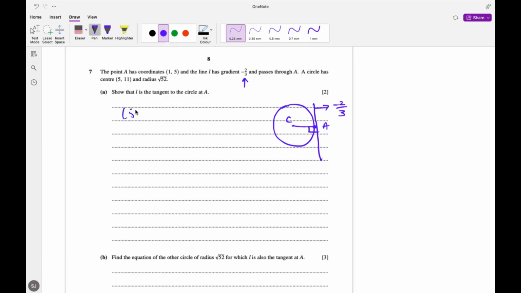So the center is (5, 11) and point A is (1, 5). Finding the gradient of AC, we'll get 5 minus 11 divided by 1 minus 5. This will become minus 6 upon minus 4, which is equal to positive 3 upon 2. Now, as they are negative reciprocals of each other, this represents that the line L is perpendicular to the radius, or is a tangent to the circle with center (5, 11) and radius root 52.